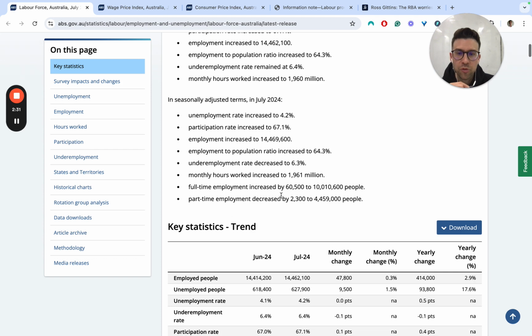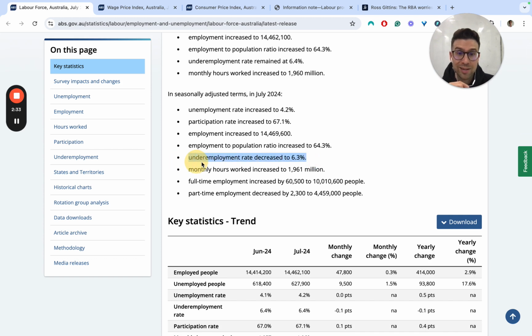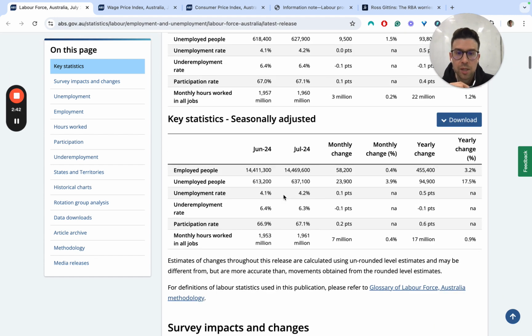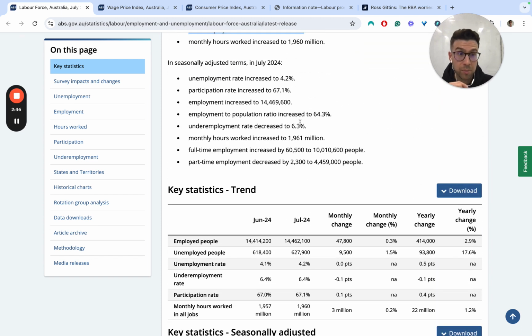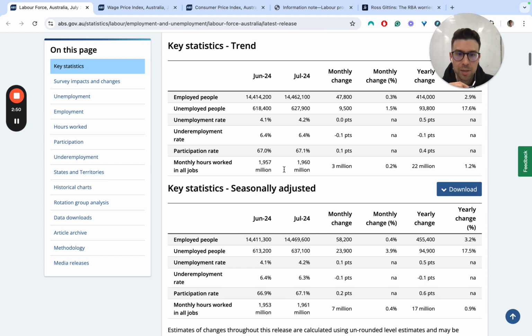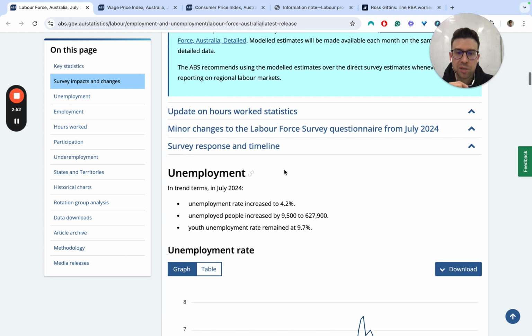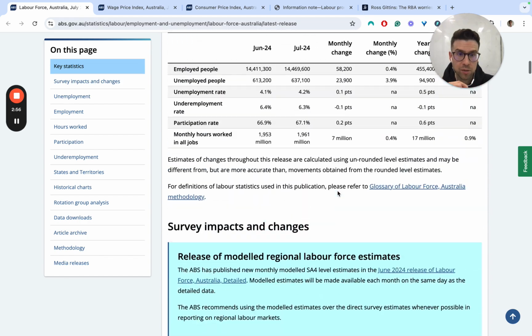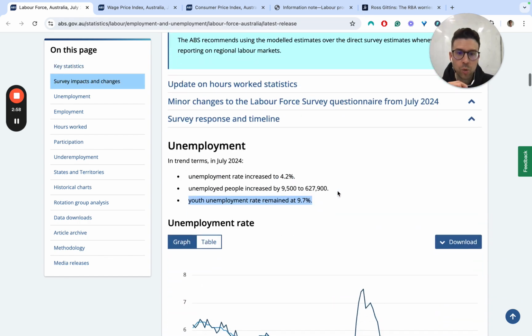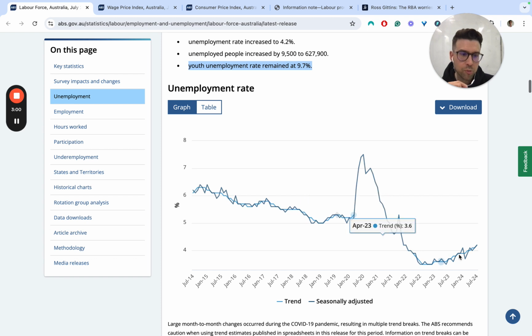Now, a couple of other little things we can highlight here. The underemployment rate decreased in seasonally adjusted terms to 6.3%, but it's remained the same at 6.4% if we look at trend. Ultimately, seasonally adjusted is going to be the more accurate longer-term view, so we want to pay attention to that fundamentally. And we can also see that youth unemployment is remaining at 9.7%.